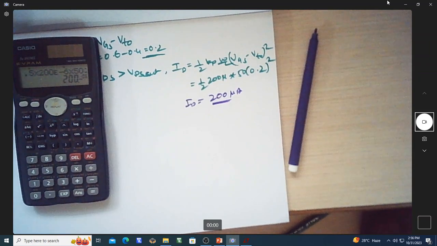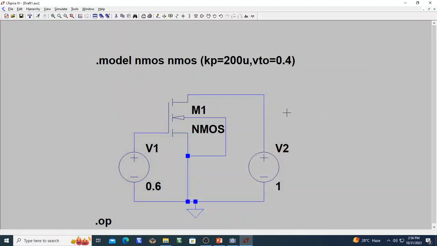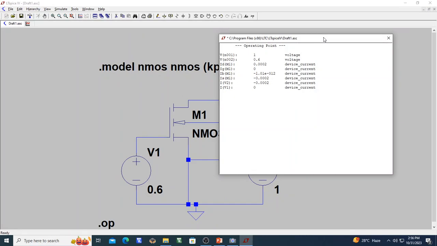Let us see how much we are getting. Suppose with this as 0.6 and this as 1 volt, if I run, you can see I'm getting a current of 0.0002, which is actually 200 microampere. So this is actually 200 microampere current.